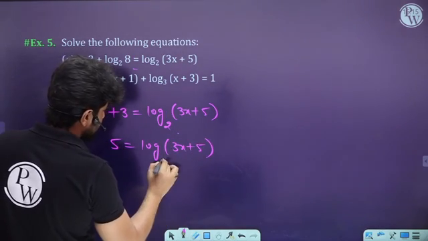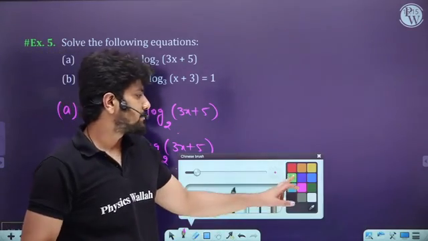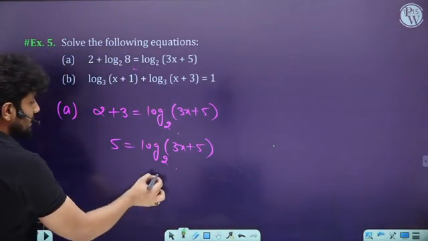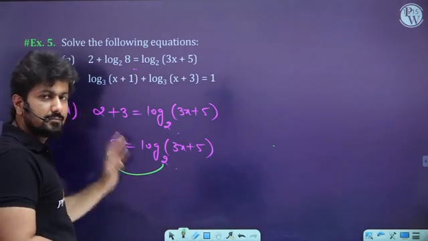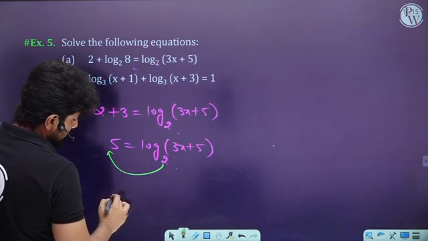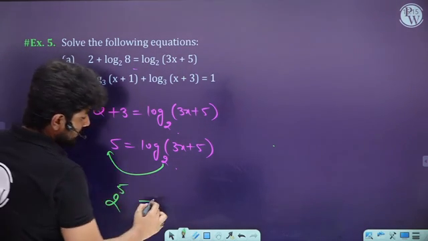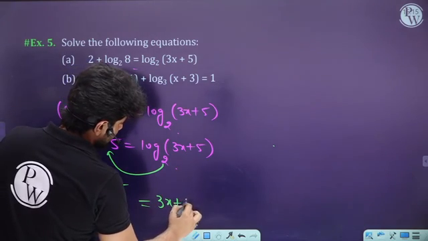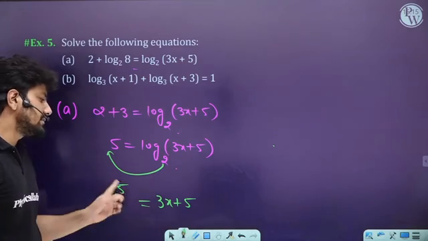Log of 3x plus 5 to the base 2 is equal to 5. Now convert it into the exponential format. Basically this base 2 goes over here, acts as Bahubali. It will raise this power, this 5 to its power. So it will be 2 raised to the power 5. 2 raised to the power 5 is equal to 3x plus 5. Now what is 2 raised to the power 5? 2 raised to the power 5 is 32.